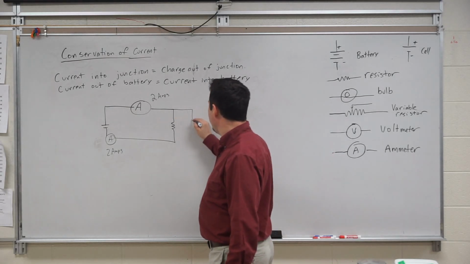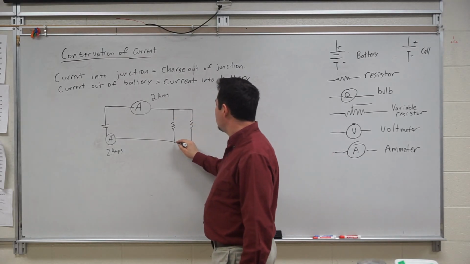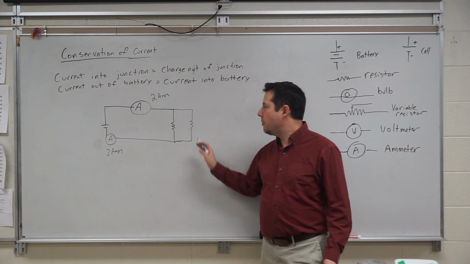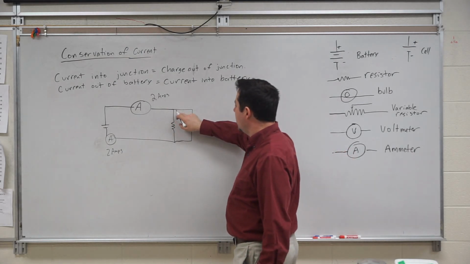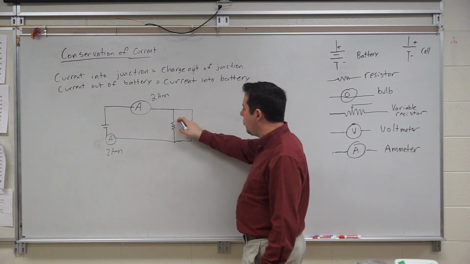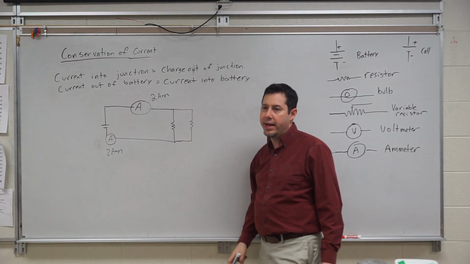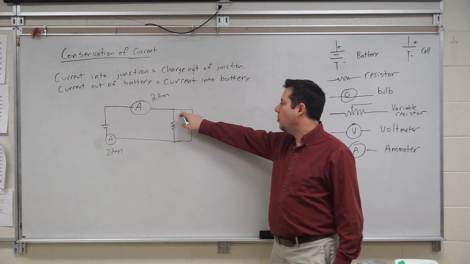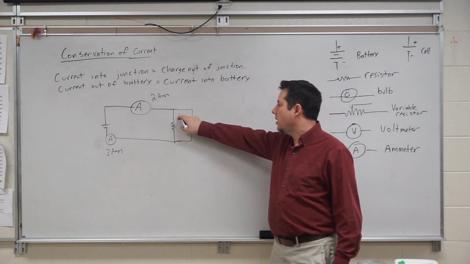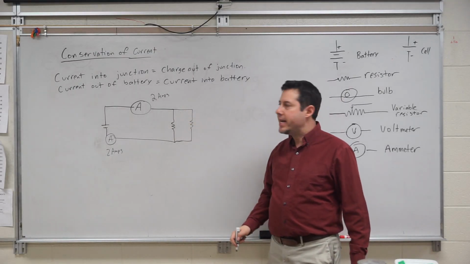Now, if you were to put ammeters over here and measure the current through those resistors, that might be different. Maybe you would have 2 amps coming into this and then they split. You could have 1 amp going down there, 1 amp going down there. You'd still have 2 amps into the junction, therefore 2 amps has to go out of it. Now they might not split evenly.